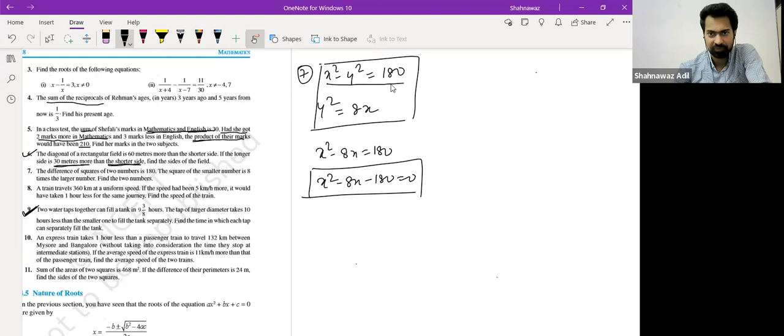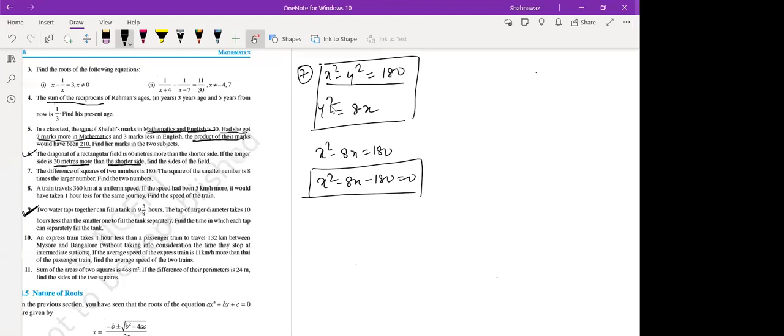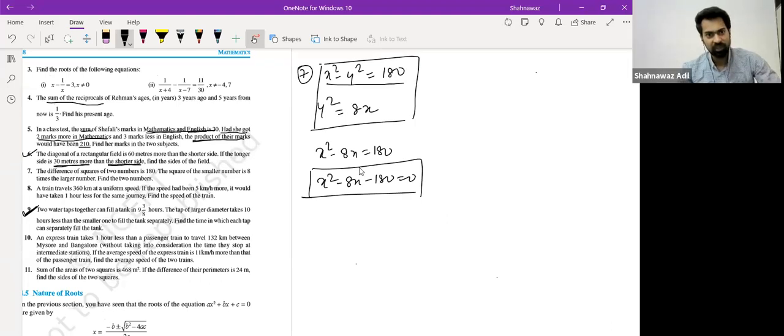Understood the logic, right? Yes, sir. So what is the next part? The square of the smaller number. So the square of the smaller number is what? 8 times the larger number, right? 8 times the larger number. Okay. So this was the first information, this was the second information. And the y square value is 8x, so we just put the value of y square. This is how this equation comes.